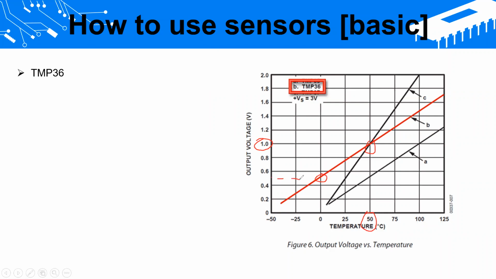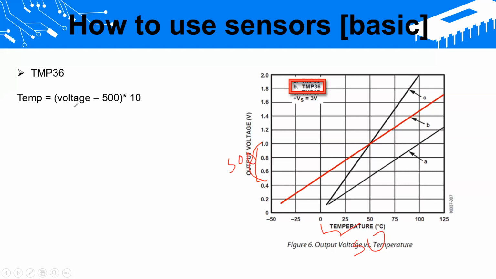You can do simple maths. For 0 Celsius, it should be 0.5. Take the y equals mx plus c form, you can work on that. Then you can come up with the function like this. This distance is 500, and it's starting from 0 to 50. So 500 here, and here we have 50. You can divide and get the final value.